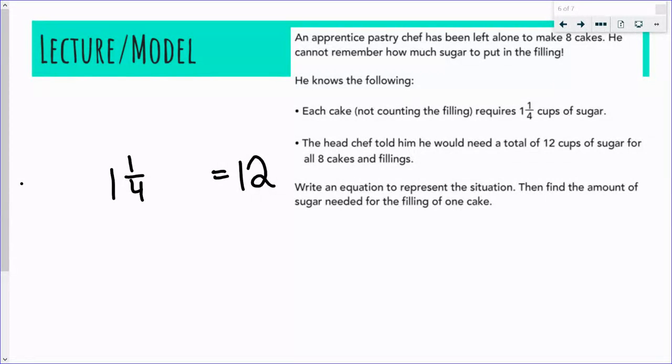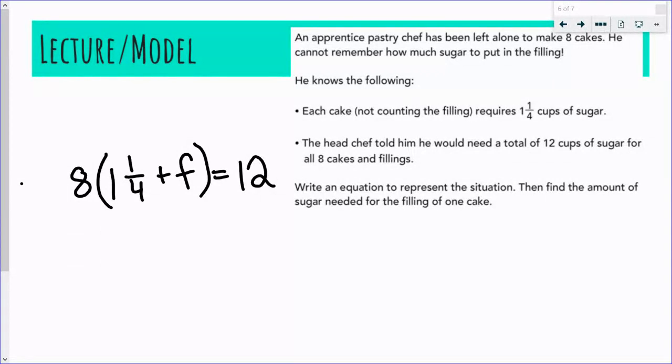So we know that each cake is going to require 1 1/4 cups of sugar, and then the filling, we don't know what that's going to be. So we can say that F is the amount of sugar in the filling. The 1 1/4 cups for the cake plus the sugar in the filling would all equal 12 cups in the end. However, we know that this whole thing is being multiplied by 8 because we are making 8 cakes.